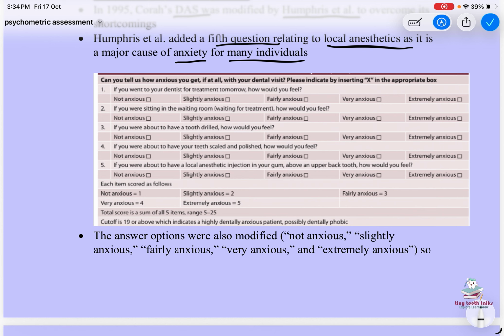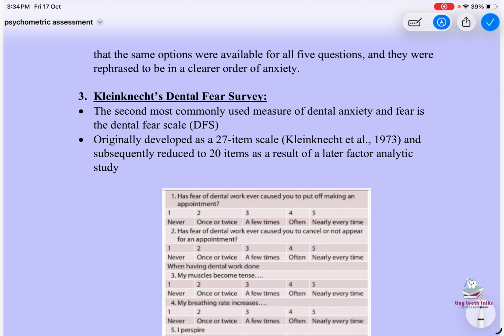So the score is the sum of 5 items, ranging between 5 to 25, and the cutoff is 19 or above, which indicates highly dental anxious patients, possibly dental phobic. The answer options were also modified to non-anxious, slightly anxious, fairly anxious, very anxious and extremely anxious, so that the same options were available for all five questions, and they were rephrased to be in a clearer order of anxiety.